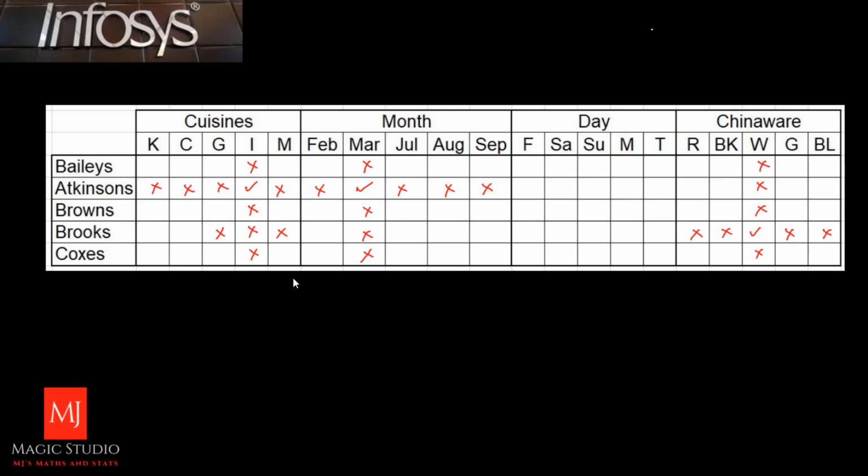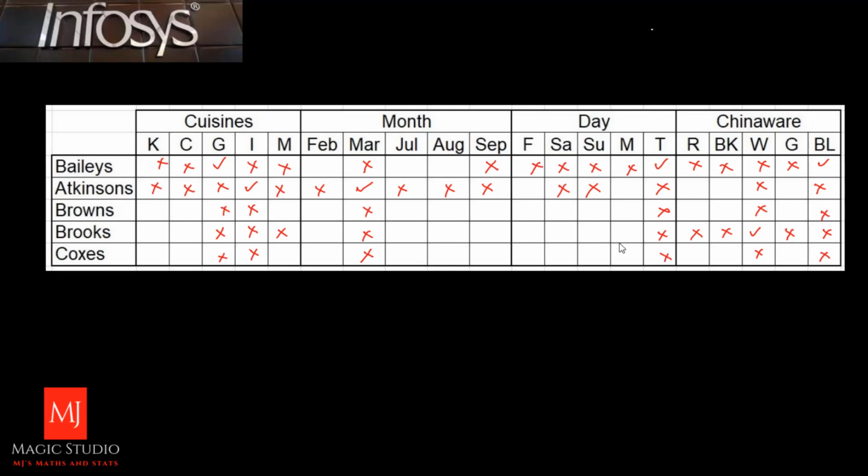Atkinson don't host on Tuesday, Saturday or Sunday. Atkinson not hosting on Tuesday, Saturday or Sunday. And Baileys weren't the last family to host. That means Baileys are not hosting in September. They are not the last family to host. Baileys serve German cuisine, so cross across it. Baileys are serving in blue, so again cross across it. And Tuesday is also gone. Let us see what all we can feed in now.